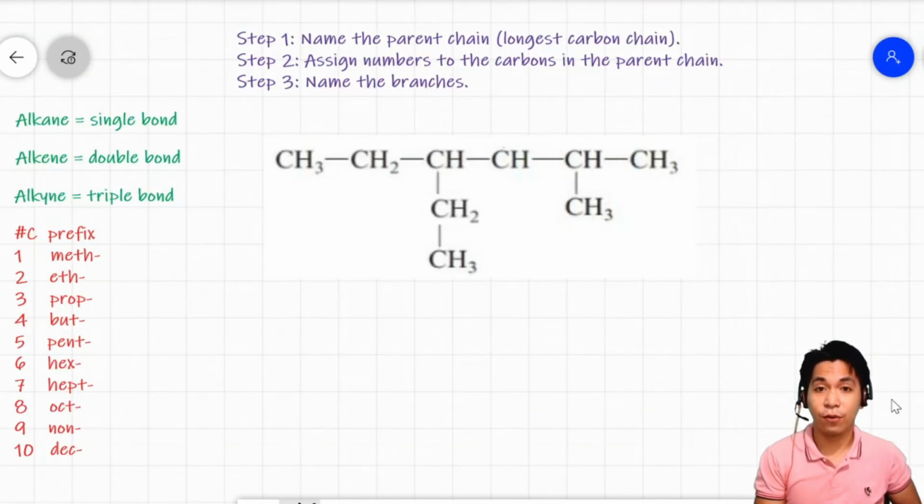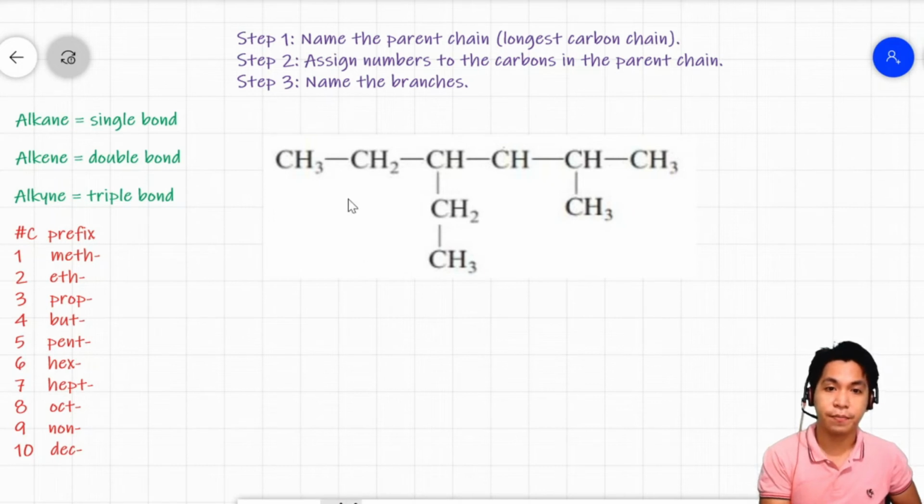Now for our last example for alkanes, identify where is the parent chain in our example. The parent chain in our example is located here, this one. So this chain of carbon here has the longest carbon chain, having 1, 2, 3, 4, 5, 6 carbon atoms. So identify the name of our parent chain. Since it has 6 carbon atoms, we will use the prefix hex and ane for the suffix to indicate that what we have is an alkane. So let us write here the word hexane.